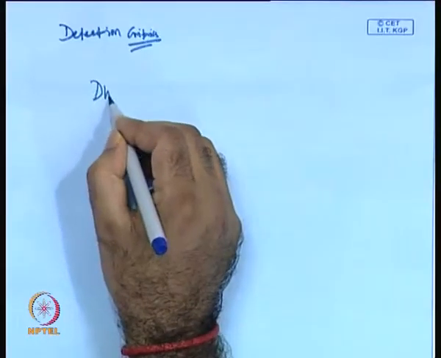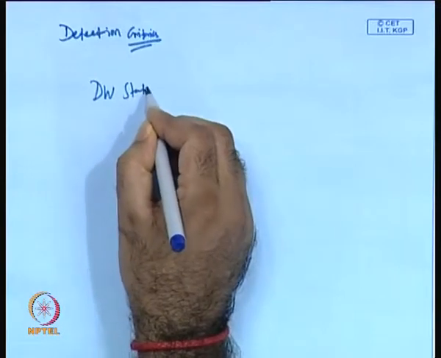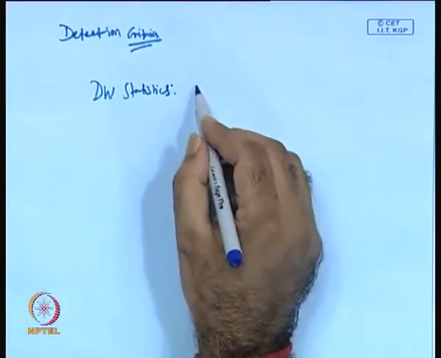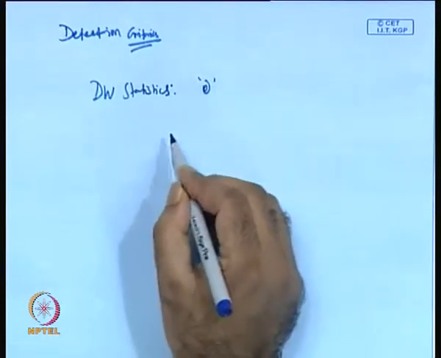So one of the standard measures to know the level of autocorrelation is called the Durbin-Watson d statistic. It is otherwise called the DW statistic. What is the DW statistic? It is sometimes denoted as a small d.